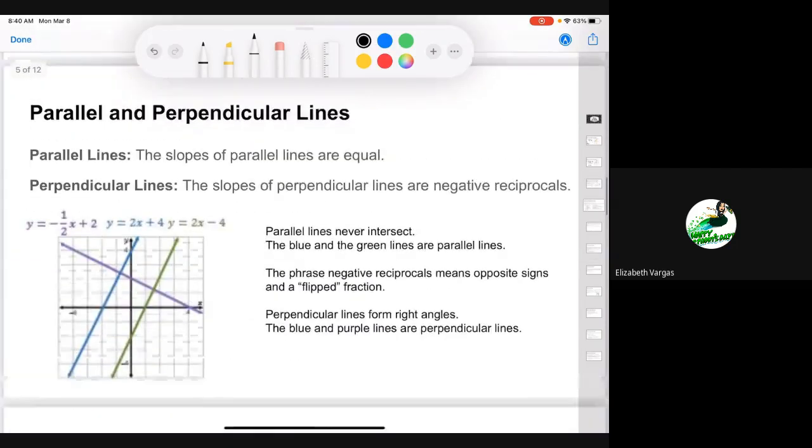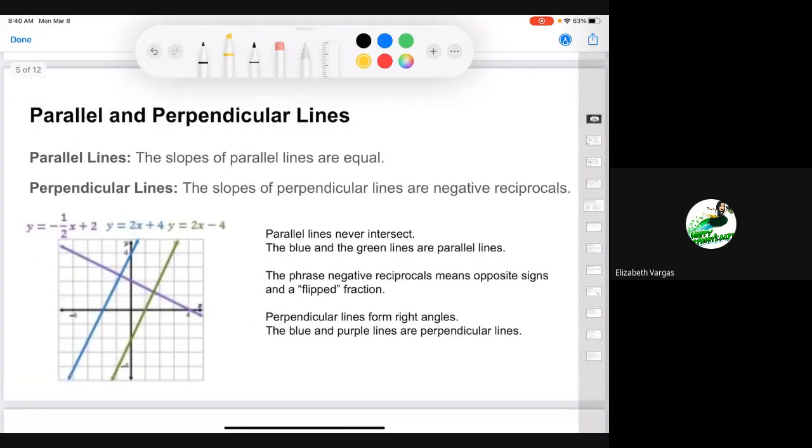And the next thing we're going to look at, again, this may be a huge review. We're going to look at parallel and perpendicular lines. So two lines are parallel if they have equal slopes. So say that I had a line. Well, I guess this is a good example. Okay, so lines are parallel when they never intersect, right? So parallel lines never intersect.